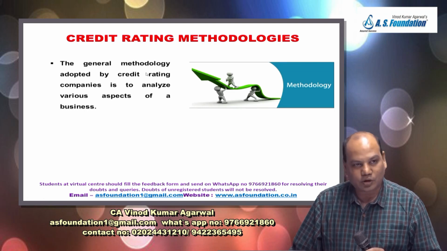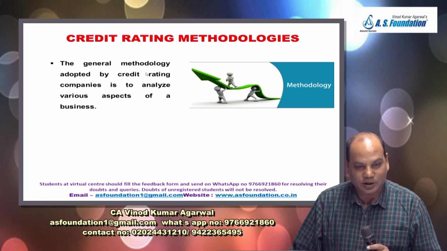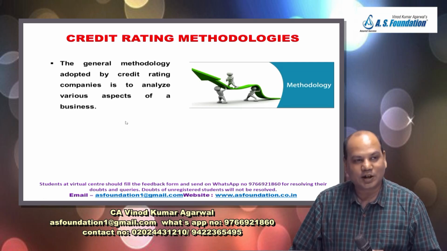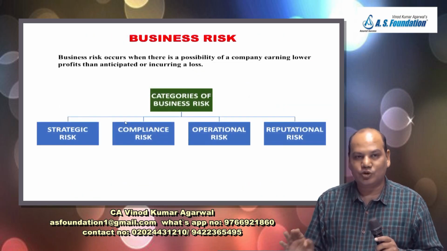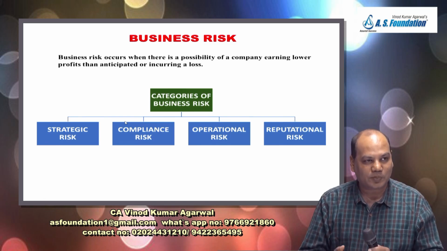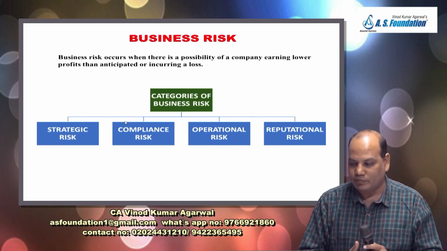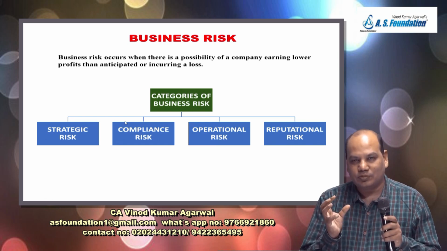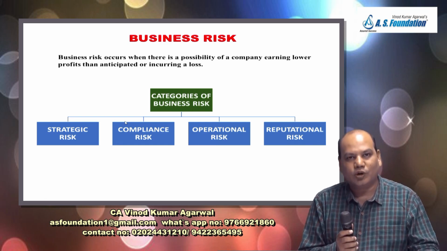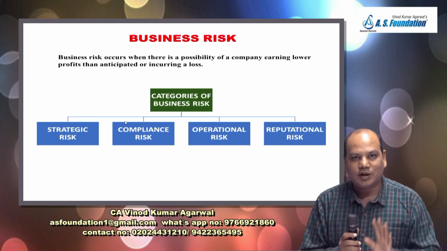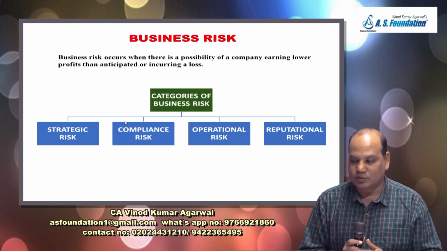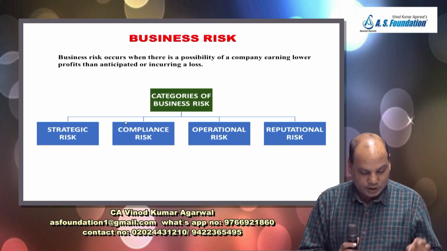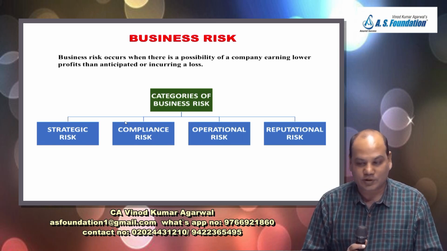The general methodology adopted by credit rating companies is to analyze various aspects of a business, because ultimately they want to ensure that the company should be able to repay its interest and principal. Our basic discussion is the ability of the issuer company to pay interest and principal, and for that you have to understand the whole aspect of a business. The first aspect we'll see today is called business risk.